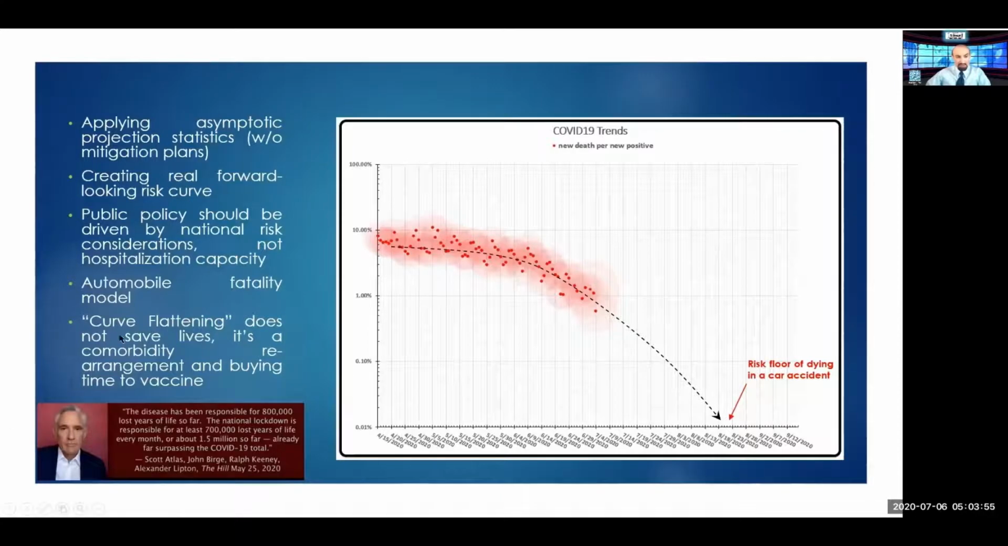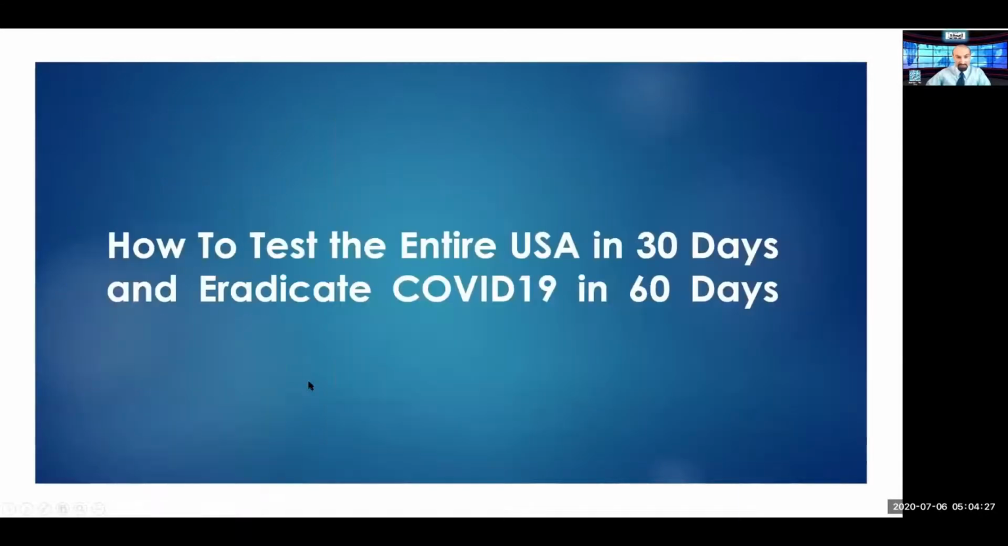Now, the curve flattening does not really save lives in that sense because the area under the curve for flattening the curve remains constant. What we do is rearrangement of comorbidity, hoping to wait for a vaccine. But in the process of doing that, we actually cause more damage economically and health-wise. And I would like to cite here the excellent study by the Scott Atlas group from Stanford.